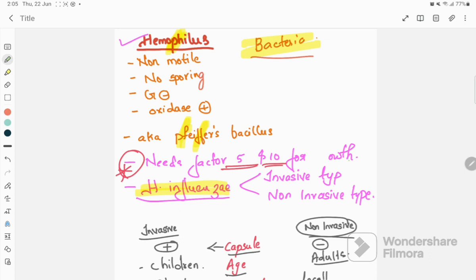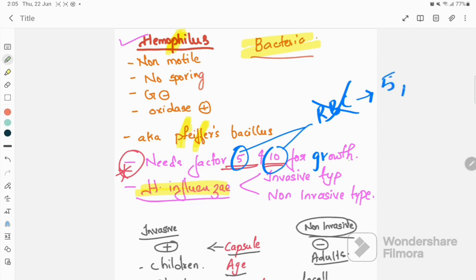Now, the main thing about Hemophilus influenzae is that it requires factor 5 and factor 10 for its growth. When I say factor 5 and factor 10, where is it located? See, our RBCs, when they are lysed, when they are broken down, they become very sad and release certain factors called factor 5 and factor 10. So basically these are the tears of a crying RBC. Once the RBC is broken down by Hemophilus influenzae, they release factor 5 and factor 10.